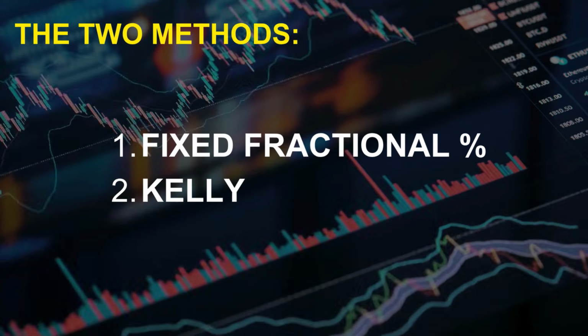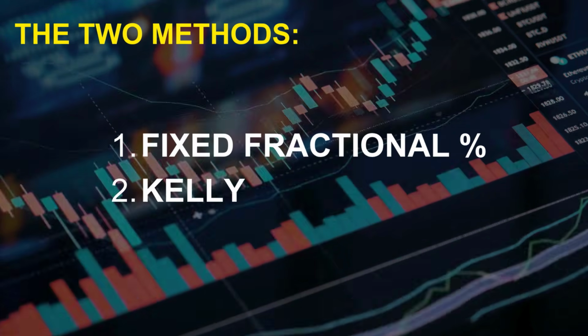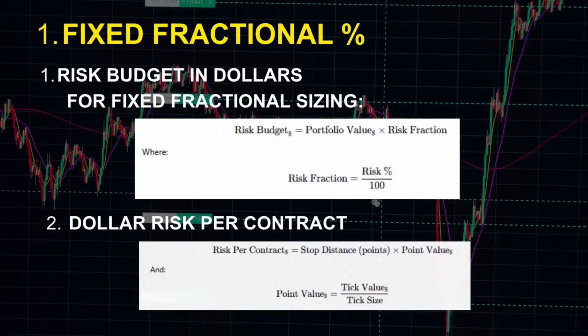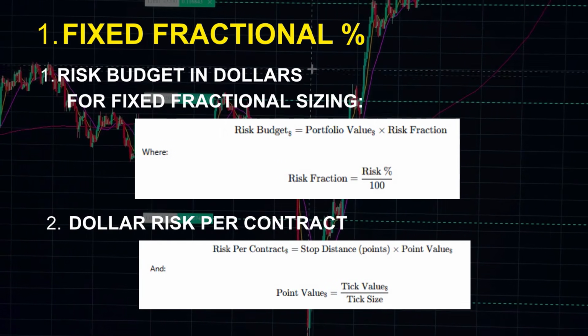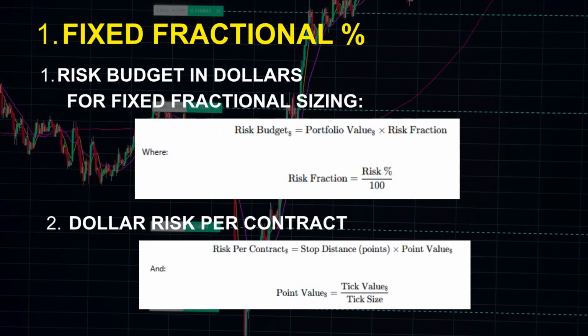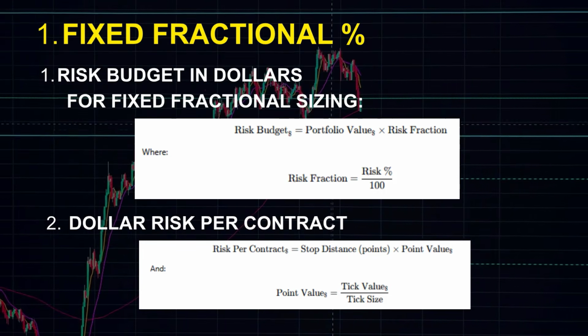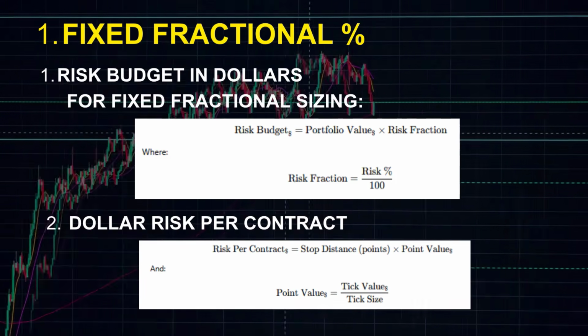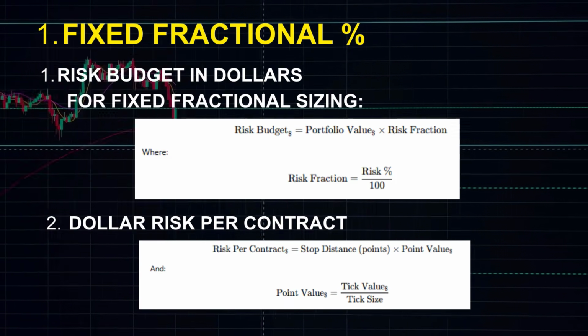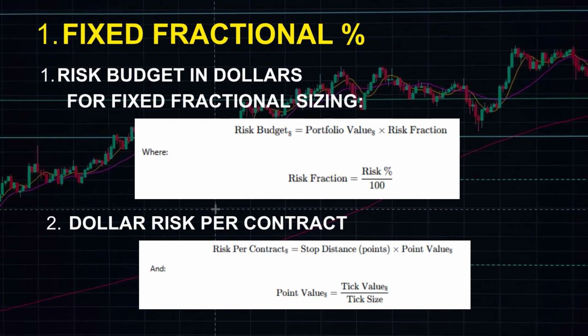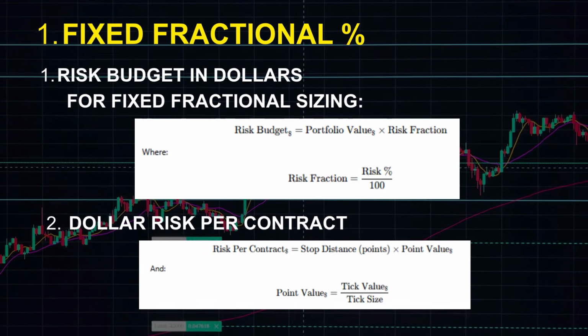So let's start with the fixed fractional percentage method. And we've got a three-step process here. We run the first two simultaneously to put into the third one together. So we need to work out two parts of the equation. The first part is the risk budget in dollars.